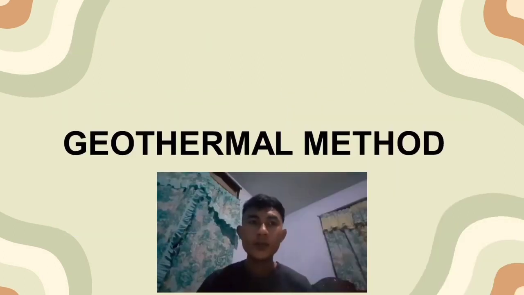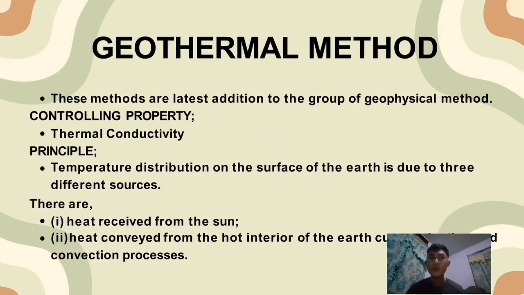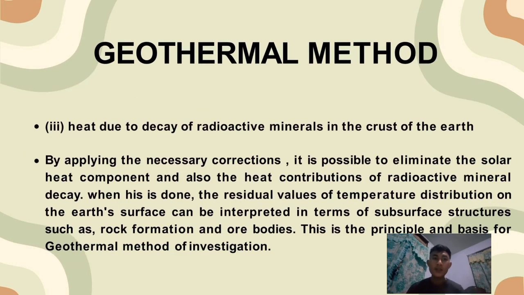Geothermal methods are the latest additions to the group of geophysical methods, controlling the property of thermal conductivity. Principle: temperature distribution on the surface of the Earth is due to three different sources. There is heat received from the sun, heat conducted from the hot interior of the Earth due to conduction and convection processes, and heat due to decay of radioactive minerals in the crust of the Earth.